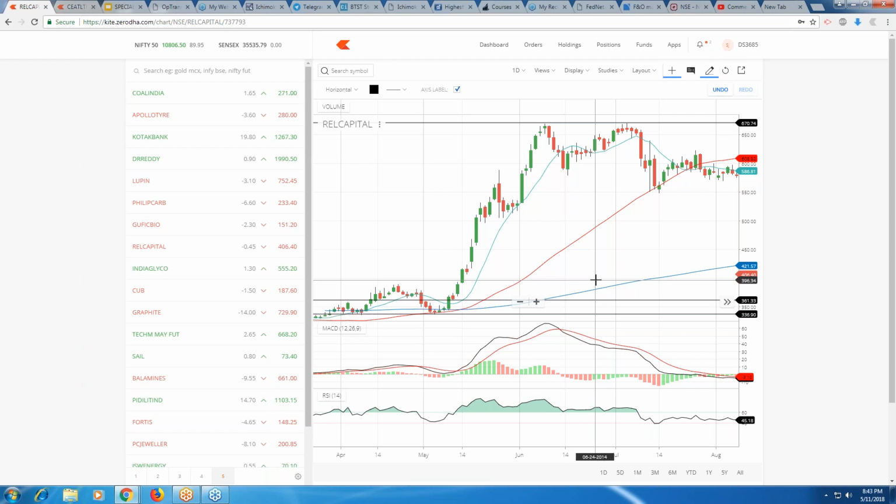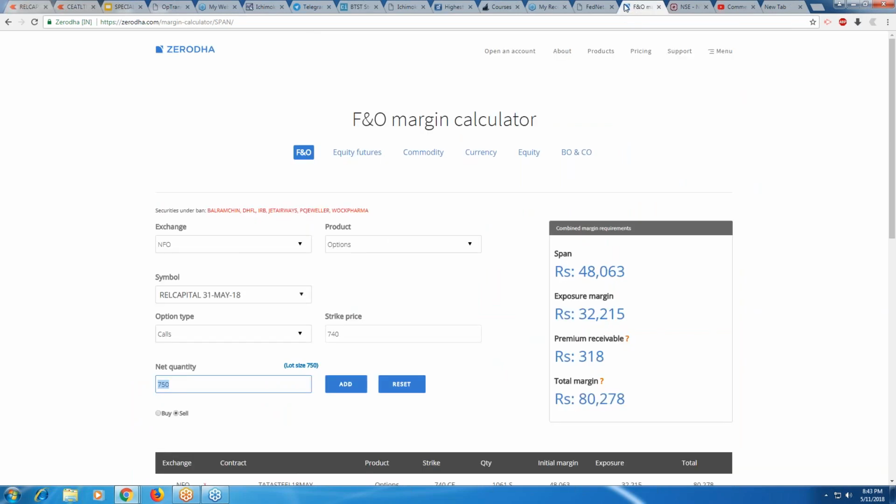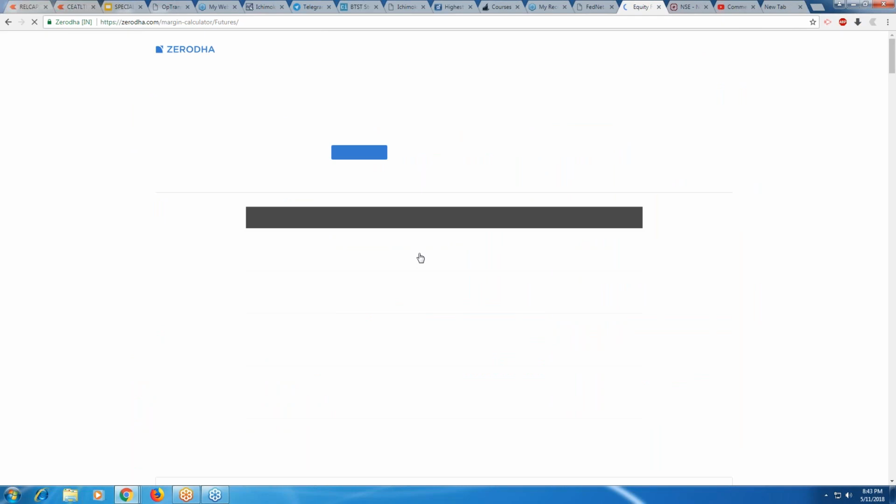One lot. What would have been your investment if you buy one lot of Reliance Capital? How much money is needed? So let's see here.